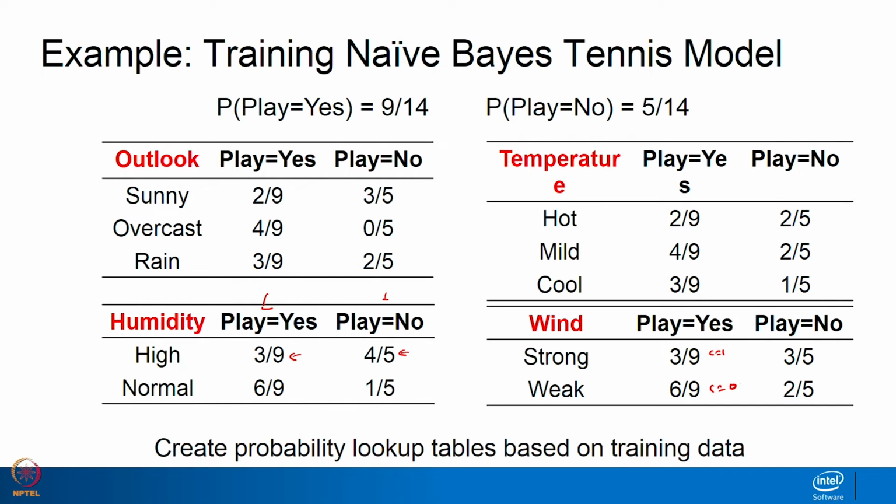So what we do in the naive Bayes model is work with the given training data and estimate these conditional probabilities just by computing the frequency of occurrence.